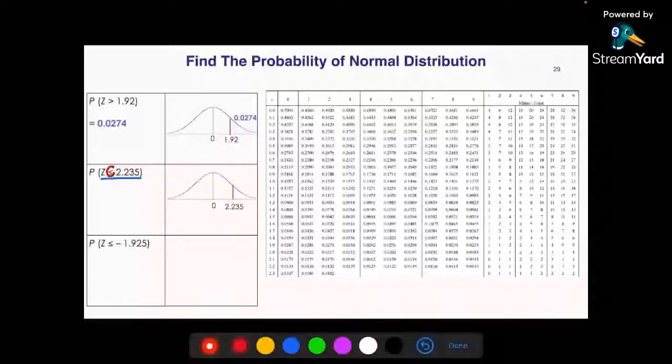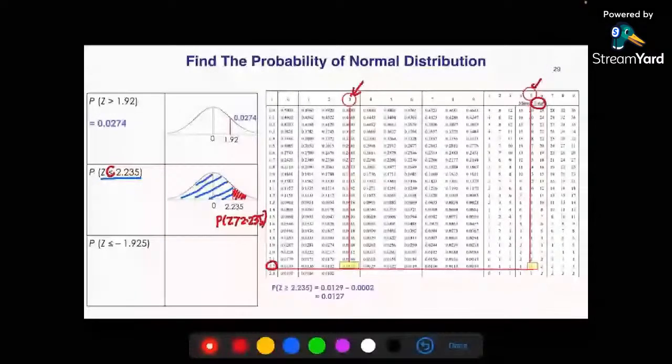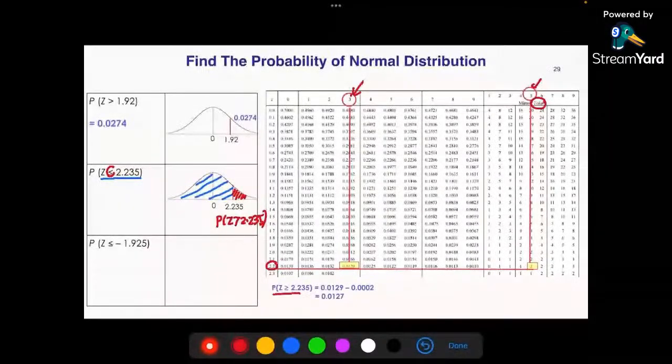So, tapi dia ada 3 digit di belakang kan. So, kita baca 2.235. So, bila sampai dekat 5 dia kena tolak minus. So, macam mana kita nak buat? Area dia kat sini. Okay. P(Z greater than 2.235) adalah 0.0129 here. Minus, why? Because of this minus 0.0002. Kita ambil the last digit 0.0002. So you akan dapat 0.0127.